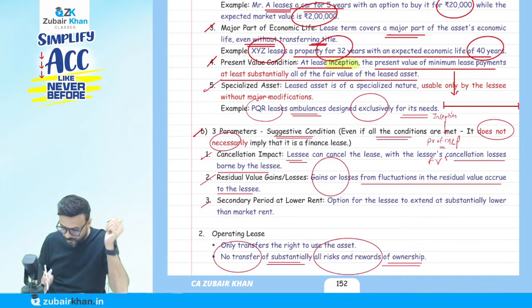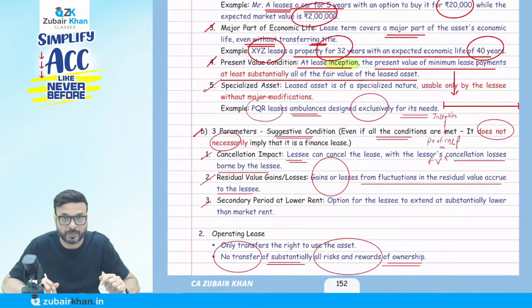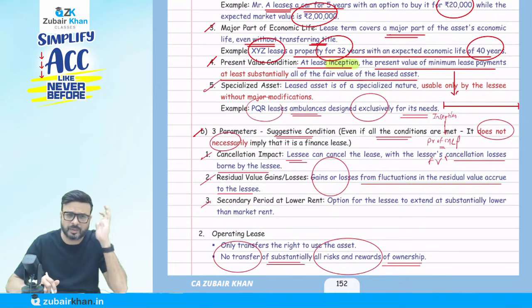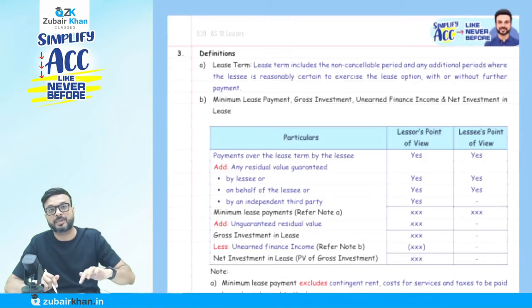So they say here, no transfer of substantially all risk and reward of what? Ownership. So what is going to happen now? No transfer of what? Substantially all risk and reward. So there is no transfer of almost all the risk and reward of ownership. And to make it simple, if it is not a finance lease, if nothing happens out of the parameters we have discussed here, we are going to call it an operating lease.